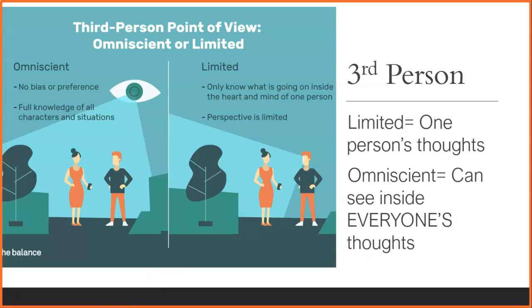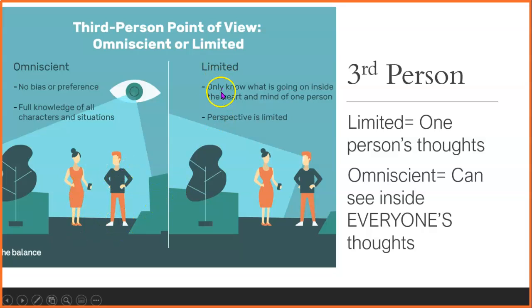Third person gets really tricky, so think of it this way. Limited, one person's thoughts. Omniscient is all-seeing. They're an eye in the sky, and they can see into everybody's brain, like it's almost creepy. Omniscient has full knowledge of all characters in all situations. That's why it has this eye in the sky. It's all-knowing. It can see in her head and in his head. It can see what she's feeling and what he's feeling and tell you.